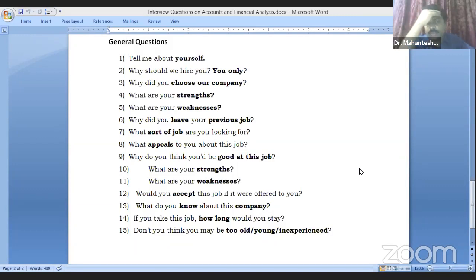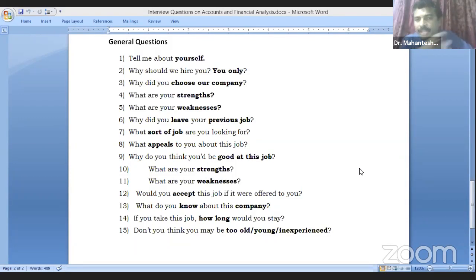Then when asked what do you know about this company, tell the important information taken from the website. If you take this job, how long would you stay here in this company? They ask this question very often. The best answer for this question could be, I don't think of leaving this company, you can say. That may be a little exaggerated, but then that's how. As long as I find it's interesting to me, I'll continue with this company, you can say. Don't you think you may be too old, young, or inexperienced, they may ask.